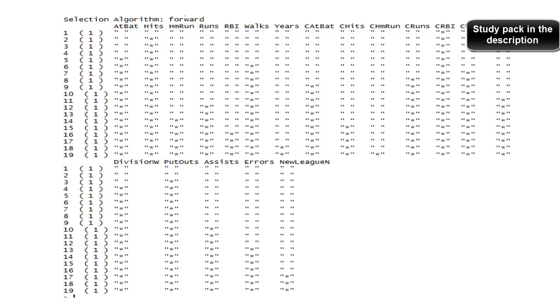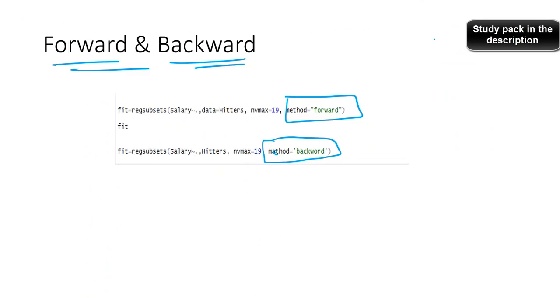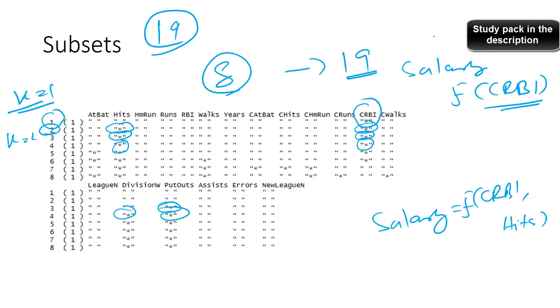Here you can see that in the forward one, if something is added, it never gets dropped. You will see CRBI has been added in the first model. When k equals 1, you have CRBI in the model, and you can see it's starred in all models. That's the beauty of forward selection. It constrains that in all models, this has to be there. But that's not the case in subset selection.